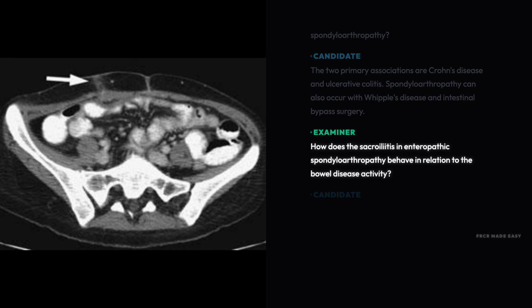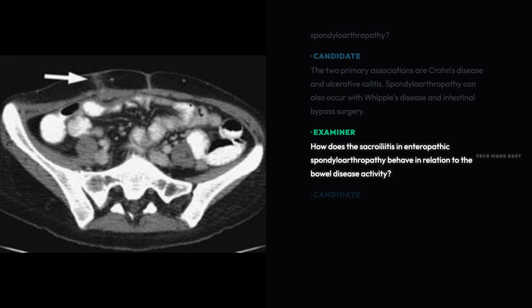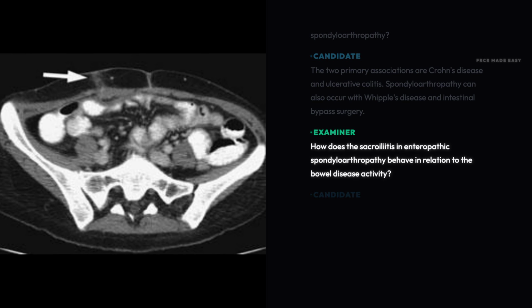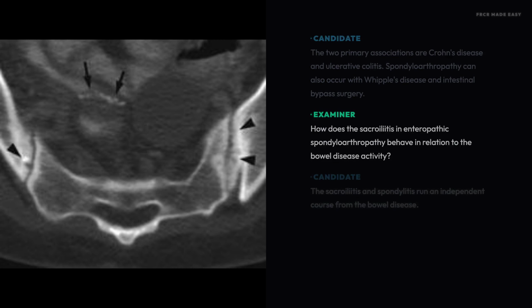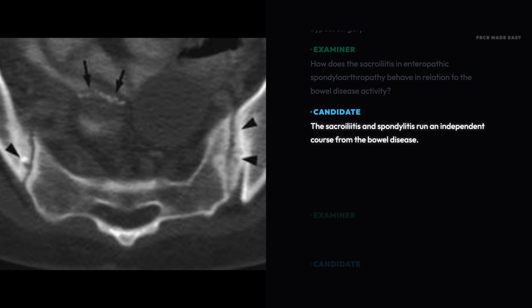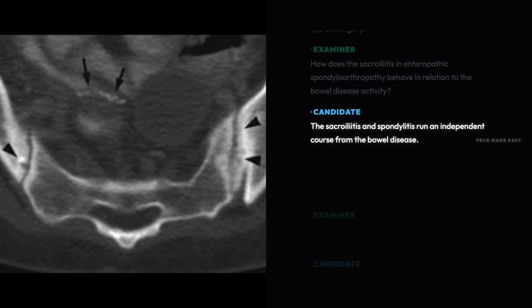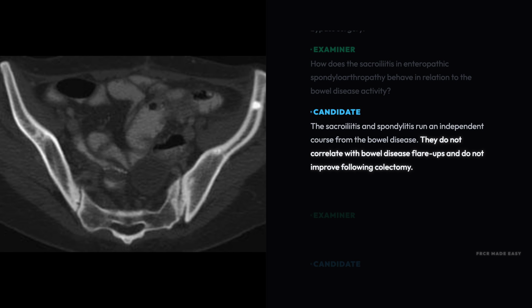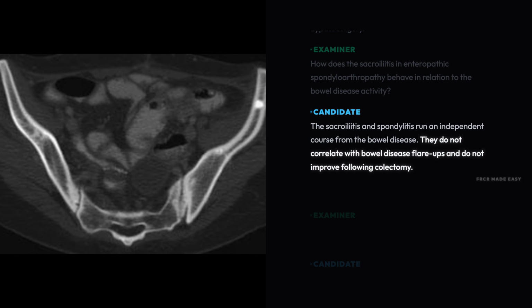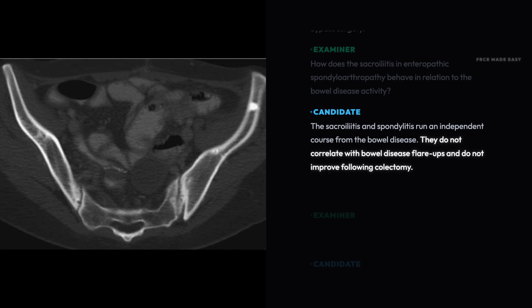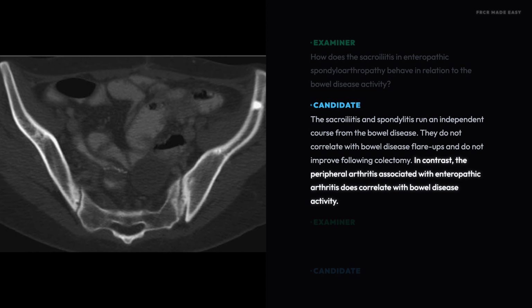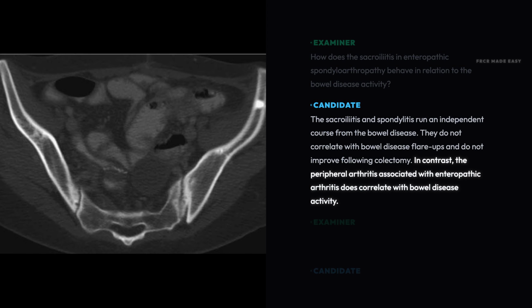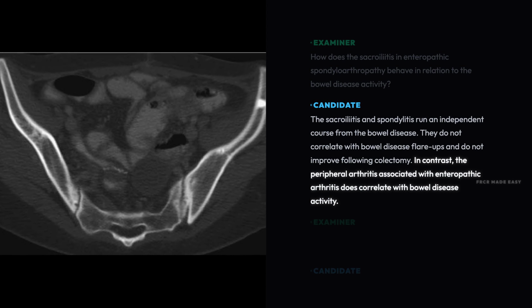How does the sacroiliitis in enteropathic spondyloarthropathy behave in relation to the bowel disease activity? The sacroiliitis and spondylitis run an independent course from the bowel disease. They do not correlate with bowel disease flare-ups and do not improve following colectomy. In contrast, the peripheral arthritis associated with enteropathic arthritis does correlate with bowel disease activity.